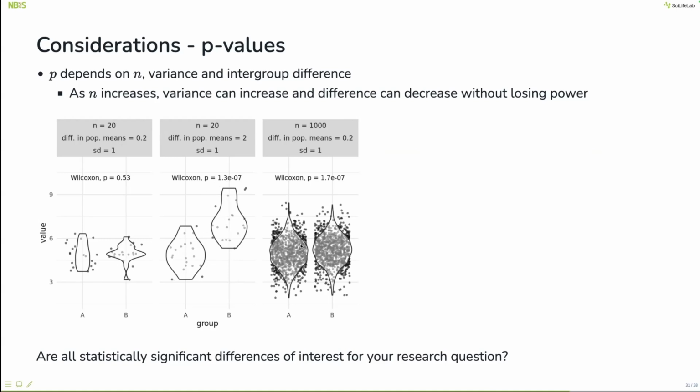But if we have a lot of cells, then that difference in mean might be a lot smaller than we're expecting. And it's not just about means either, it's about standard deviation. So it's always good to check what your p-values actually are saying and not just look at the p-values. And to ask yourself whether all the statistically significant differences that you see, whether they're actually interesting to you, or if you need to do some selection of genes.